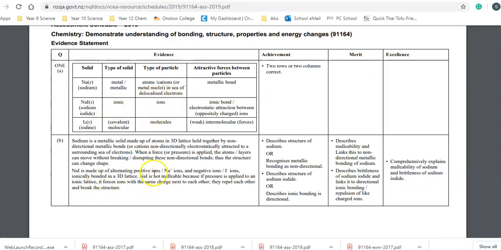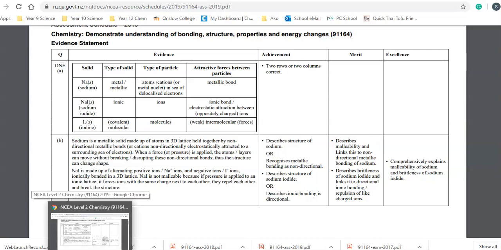We start with that statement there, just talking about the structure, and then we say sodium iodide is not malleable because if pressure is applied to an ionic lattice, it forces ions with the same charge next to each other, they repel each other and break the structure. However you would say that, if you comprehensively explain, this is how they would give you either an achieved, merit, or excellence based on that.